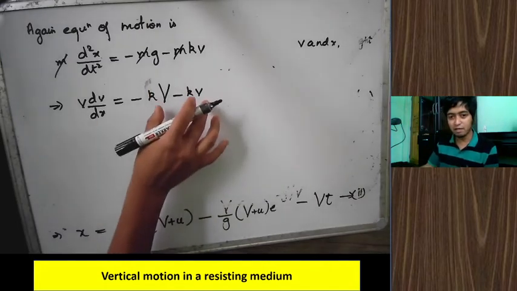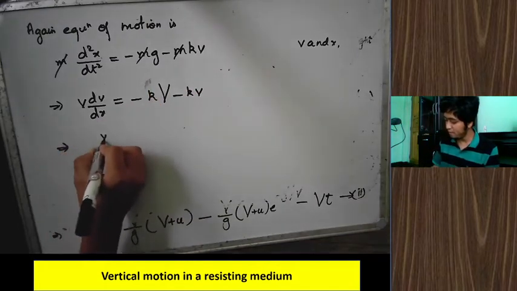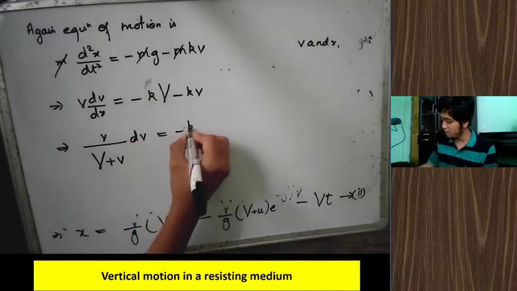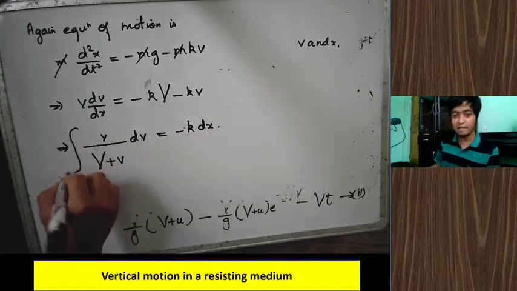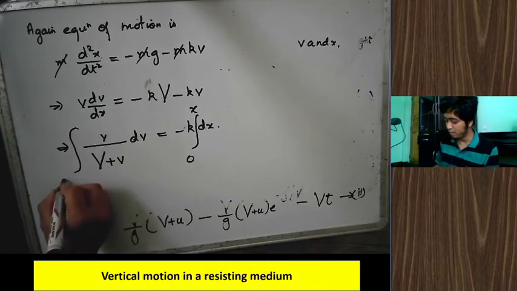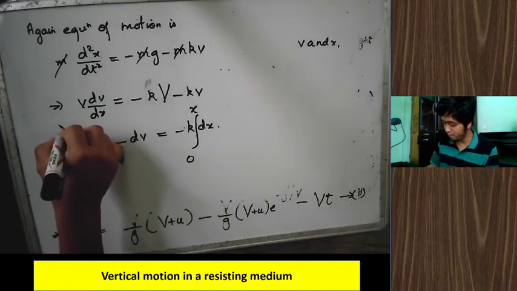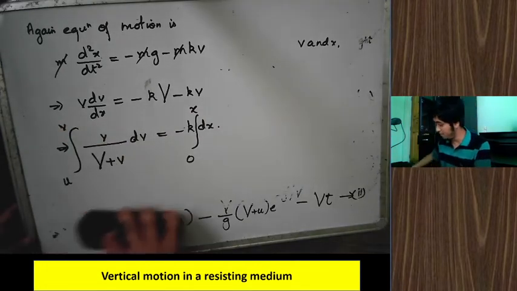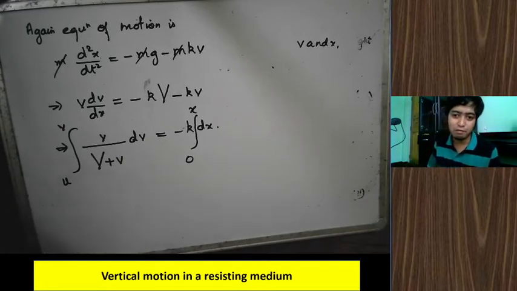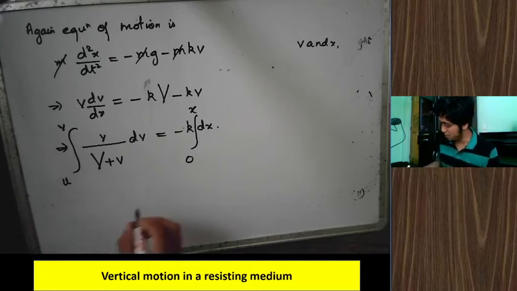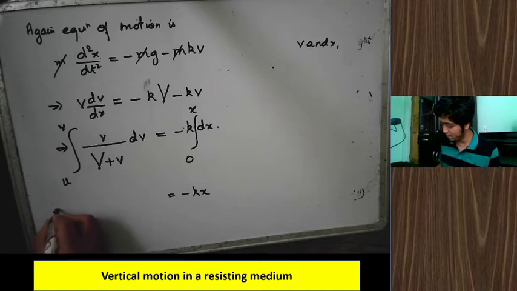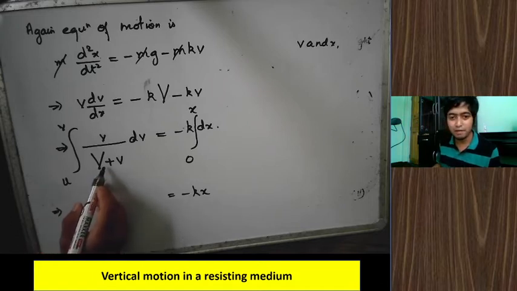So again, we will take common k. This is what we will be having: k dx. We will integrate 0 to x over here, from the point u up to small v. Okay, so this is very similar to what we had done when we were doing downwards motion. The only problem is when integrating. How will we integrate this one?